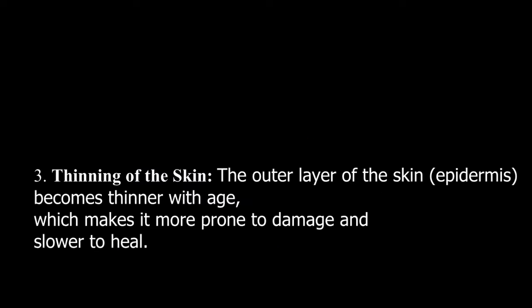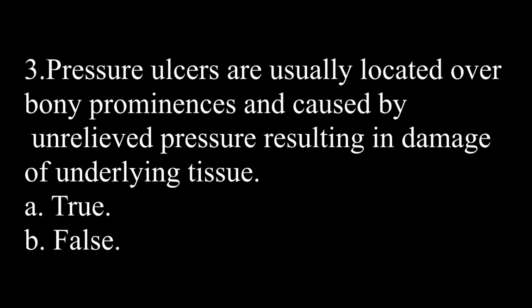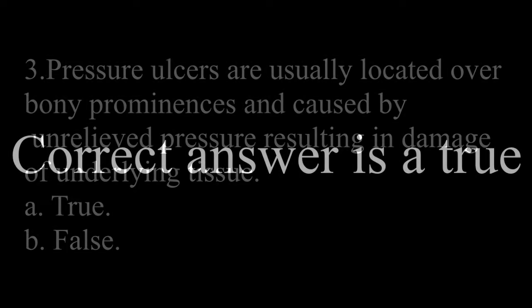3. Thinning of the skin. The outer layer of the skin, epidermis, becomes thinner with age, which makes it more prone to damage and slower to heal. 3. Pressure ulcers are usually located over bony prominences. Damage of underlying tissue. A. True. B. False. Correct answer is A.